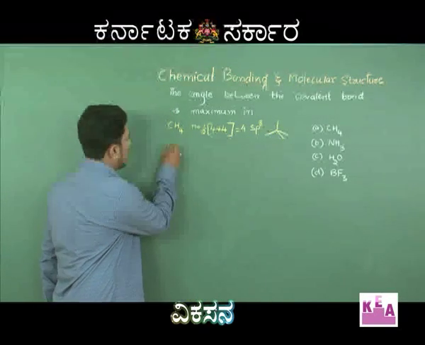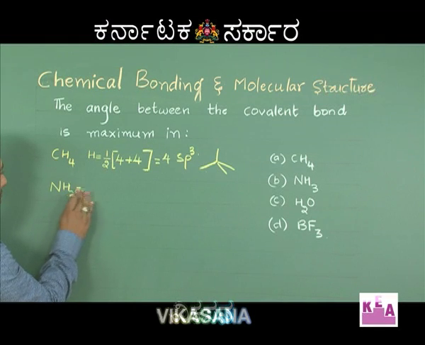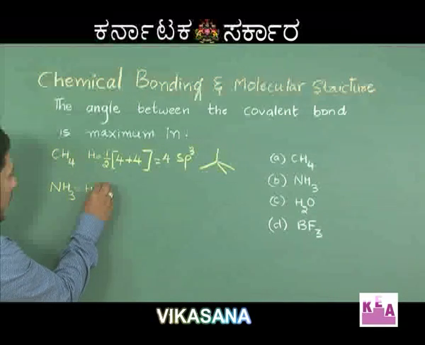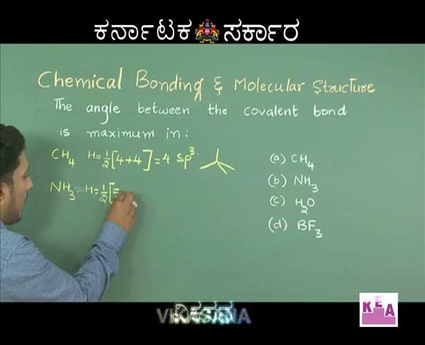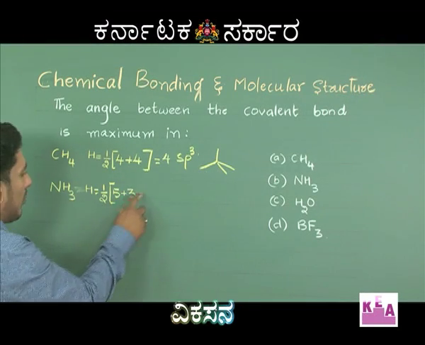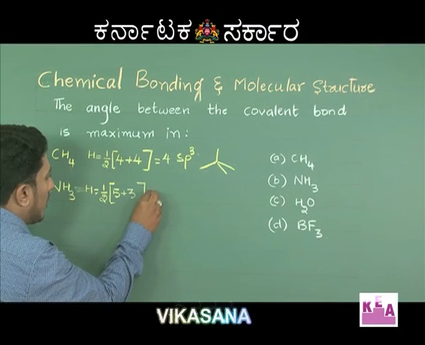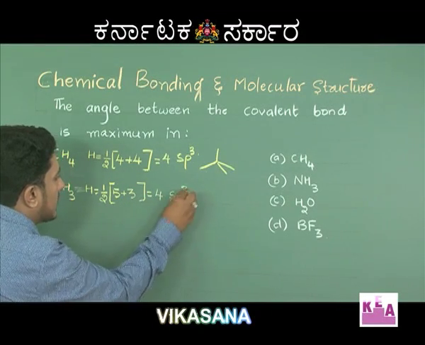Let's move on to NH3. Hybridization of nitrogen in NH3: H is equal to half of the valence electrons present with nitrogen, 5, plus the number of monovalent atoms. It does not carry any charge, so minus 0 plus 0, so the value will be equal to 4. 4 indicates the hybridization is sp3.